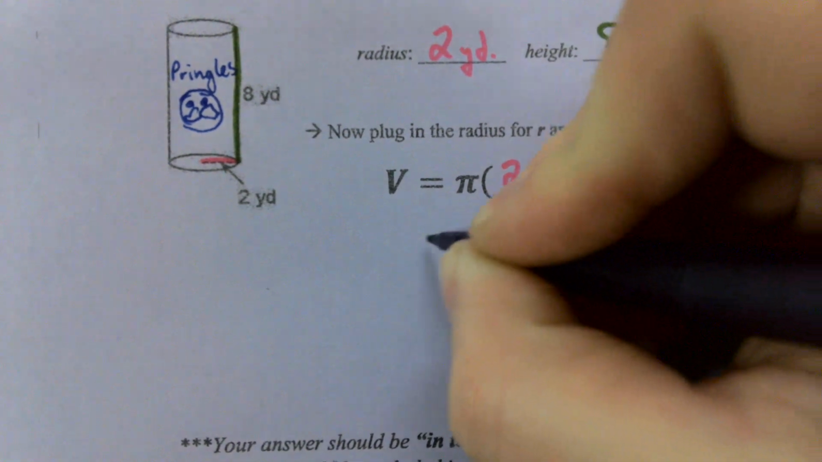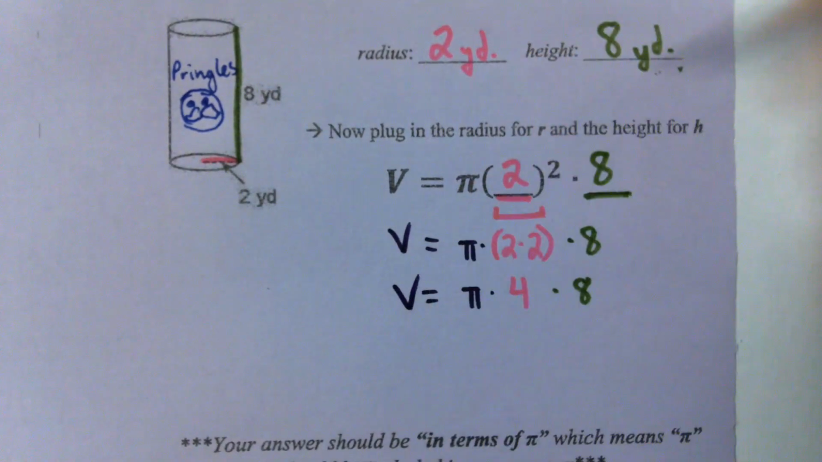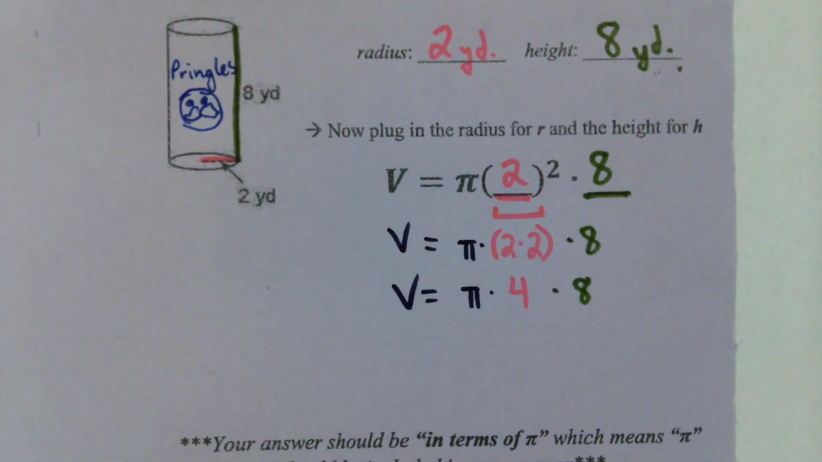And we've got pi in front. So just like that. 2 squared is just 2 times 2, right? 2 times itself. And that gives us 4.